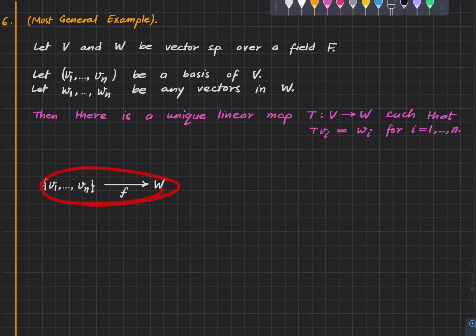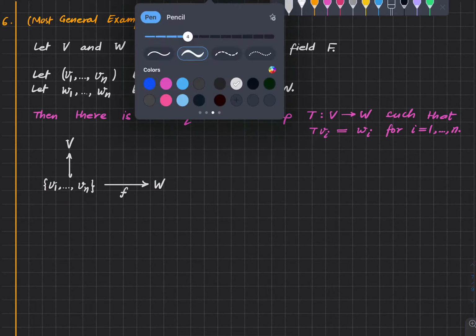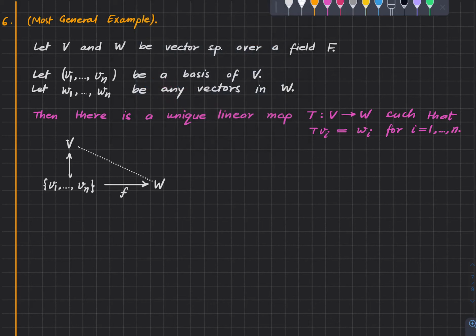What this map is corresponding to is basically f(vi) = wi. But in this diagrammatic thing, just choose any map from this set to that set. Then of course there is this inclusion map to V. And what we are saying is that there exists a unique linear map T which makes this diagram commute, meaning whether you go this way or you go that way, it's the same thing.